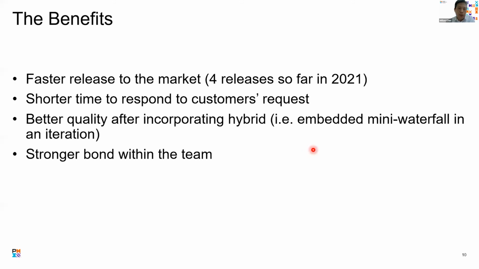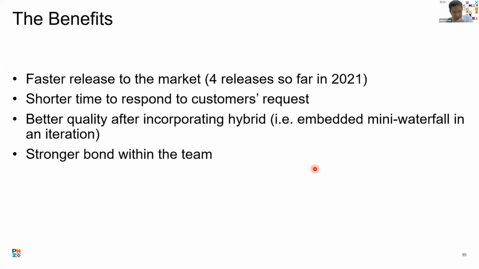And after we incorporated the hybrid model, embedding the mini waterfall into each iteration, the quality is much better, because it's not only done by the developers, but also verified by the quality team and by our business team. So it almost represents the real end user. That's why the quality is much better than before.